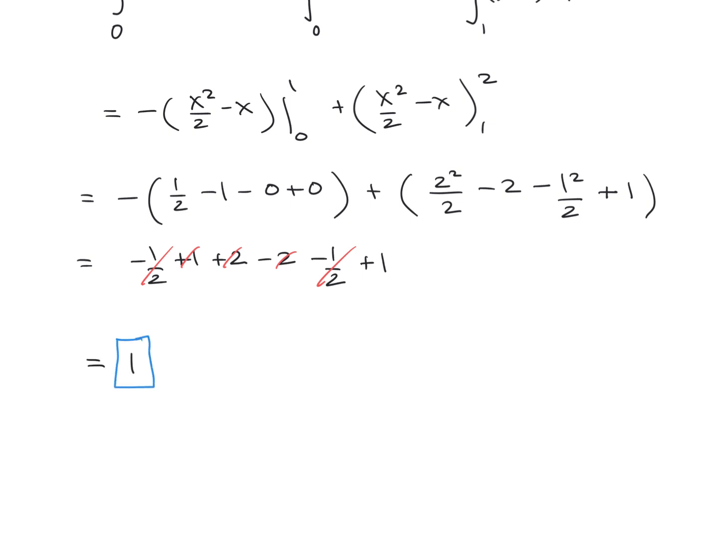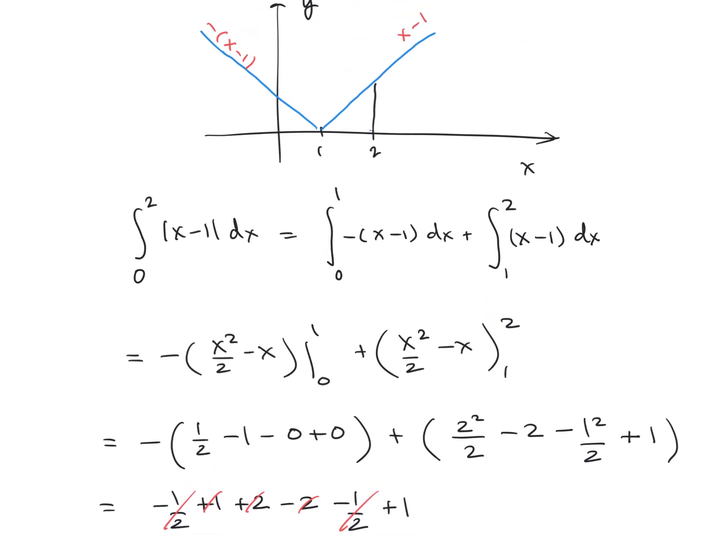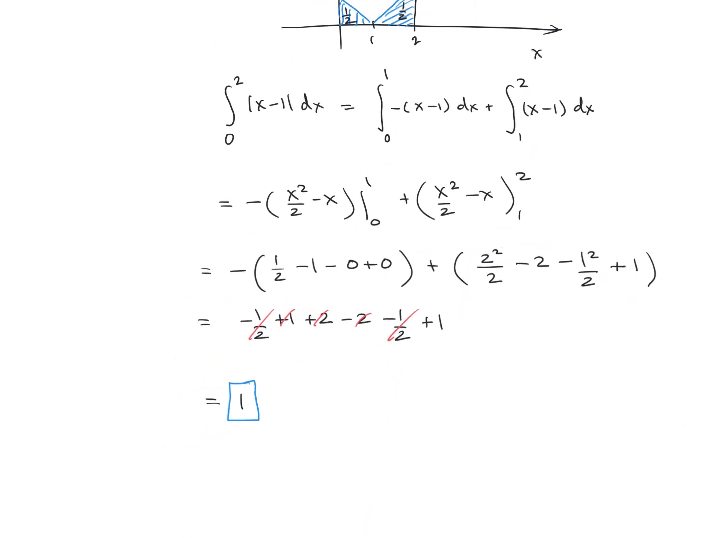Let's go back to our graph and see if that makes any sense at all. Well, this right here is a triangle, which is 1/2 base times height. So it actually has an area of 1/2 in it. And this triangle right here also has an area of 1/2. Again, these are not to scale. So summing up the area of these two triangles, we do get 1 unit of area.